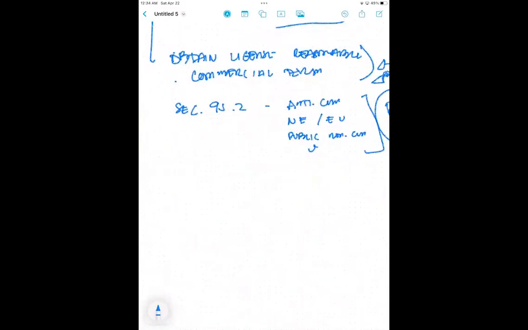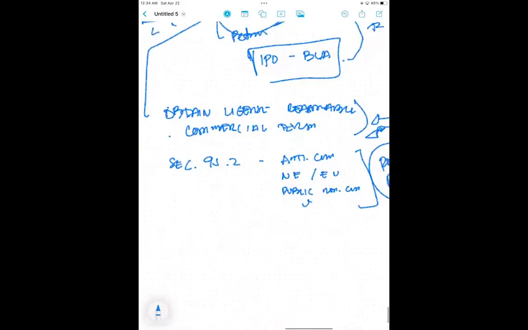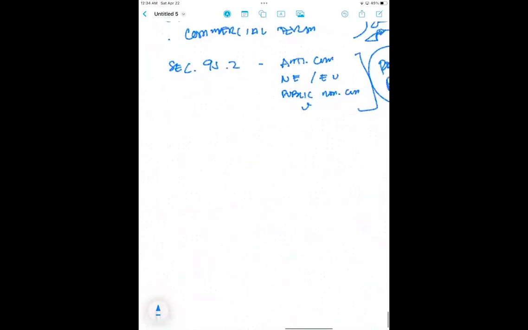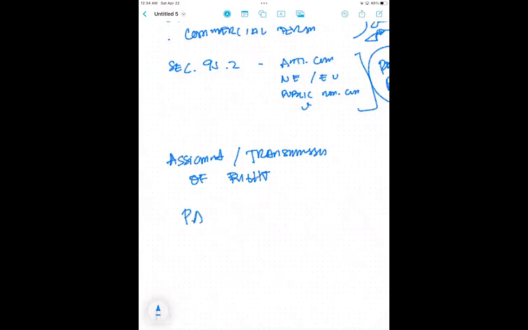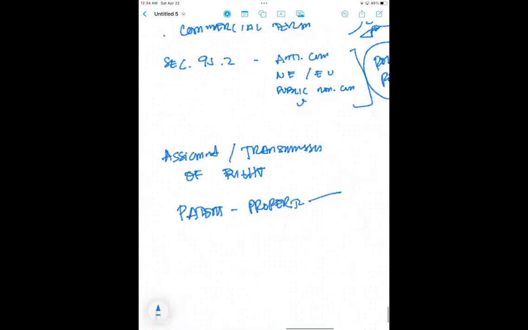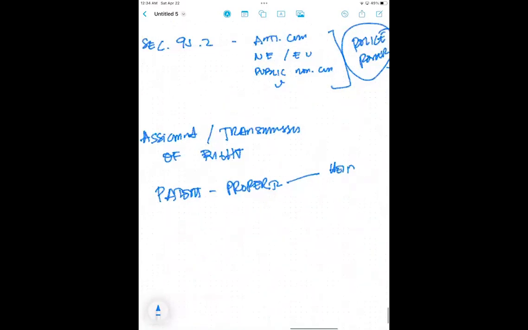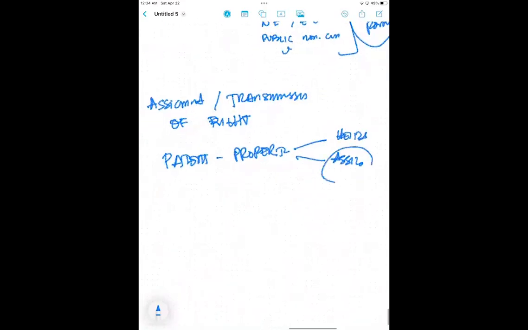And finally, under the patent law is assignment and transmission of rights. We said earlier that patent is a property, and as a property, it is capable of being transferred to the heirs or assigned. Okay? Ang pinag-uusapan natin ngayon is assignment inter vivos.